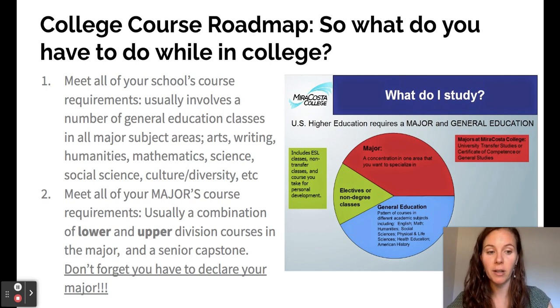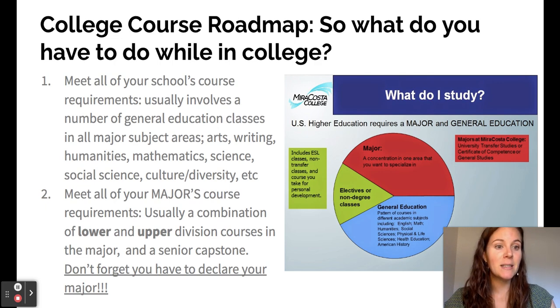Once you've met those general education requirements, or while you're meeting those general education requirements, you're also going to have to meet all of your major course requirements. So when we go on to higher education, we're looking for certification or for a degree in a specific subject matter that we're going to choose. And we're going to have to meet all of the requirements for that major.